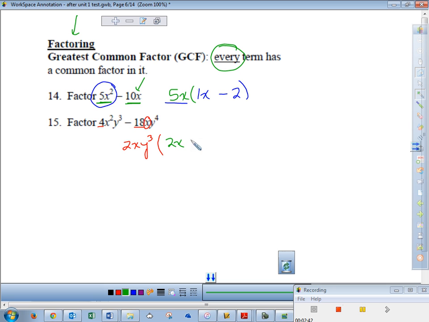Y cubed divided by y cubed cancel each other out to be 1. Here comes the subtraction sign. Then divide again. 18 divided by 2 is 9. X divided by x is 1, so it's gone. And y to the fourth divided by y to the third is y to the first. I just took out the GCF in each one of those problems.